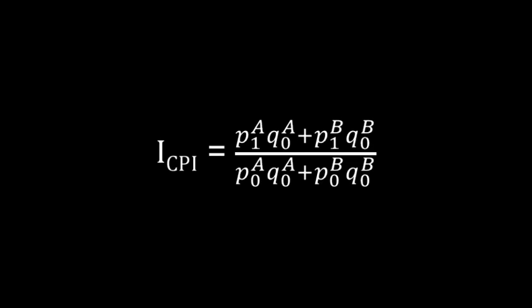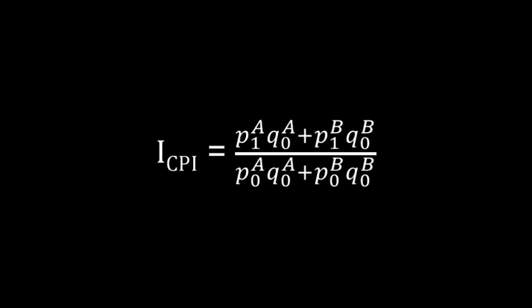On the screen I have the equation. The superscripts denote which good we're looking at. The subscripts, the ones and the zeros, indicate which time period we're considering. A subscript 0 indicates the initial time period, and subscript 1 means the time period following the initial time period.